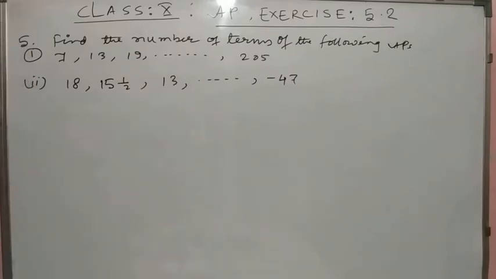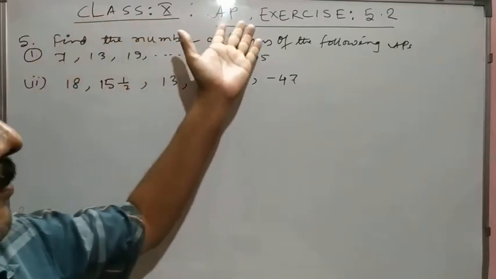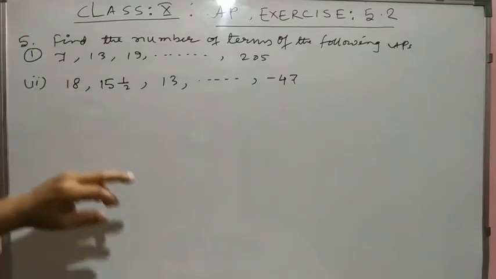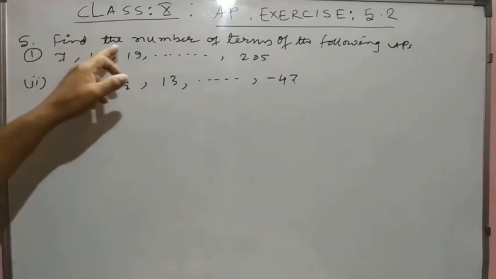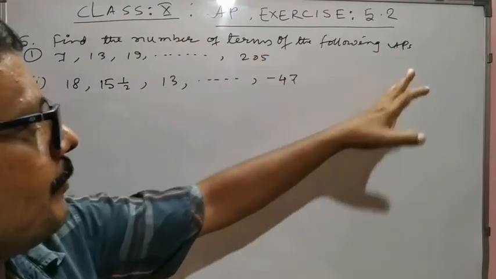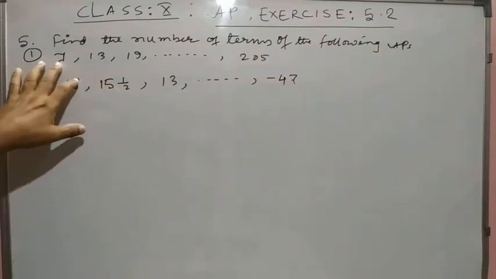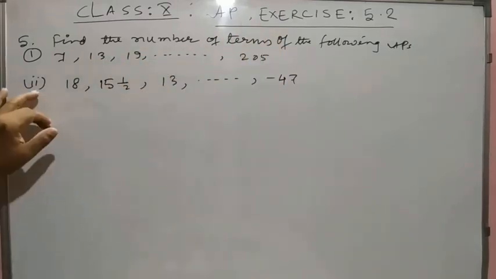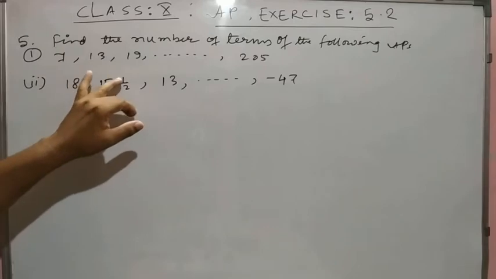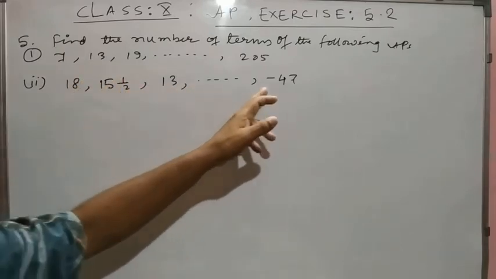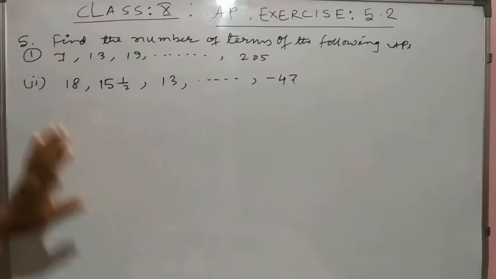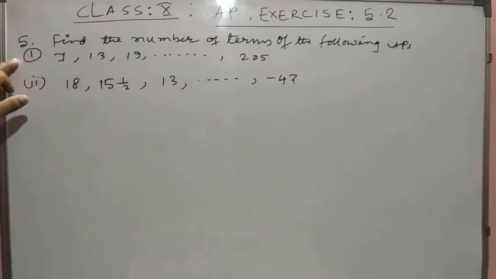Dear children, today we are going to discuss our class 10 topic arithmetic progression, exercise 5.2, question number 5. Find the number of terms in the following APs. Number 1: 7, 13, 19, to 205. Number 2: 18, 15½, 13, to minus 47. So two questions are given here. I'll show you question number 2. You will try question number 1 yourself.